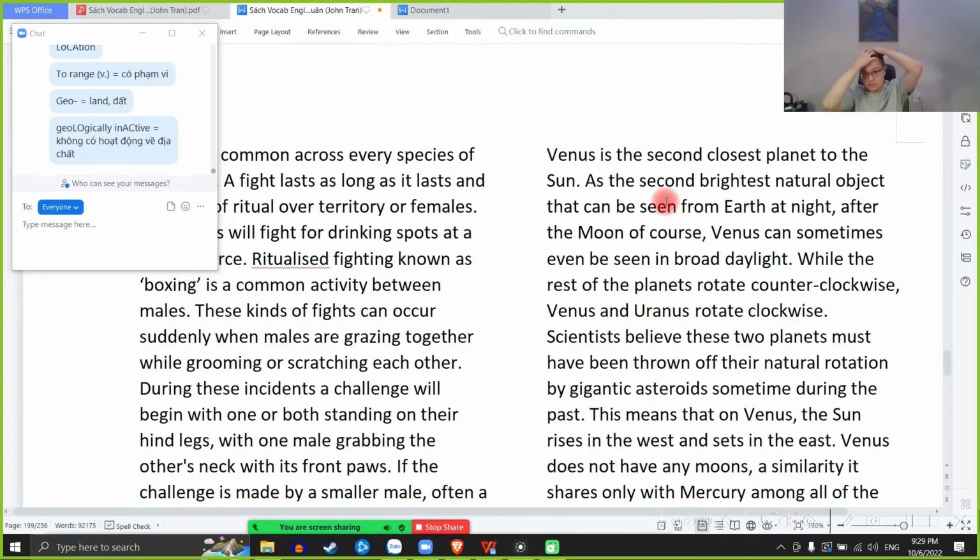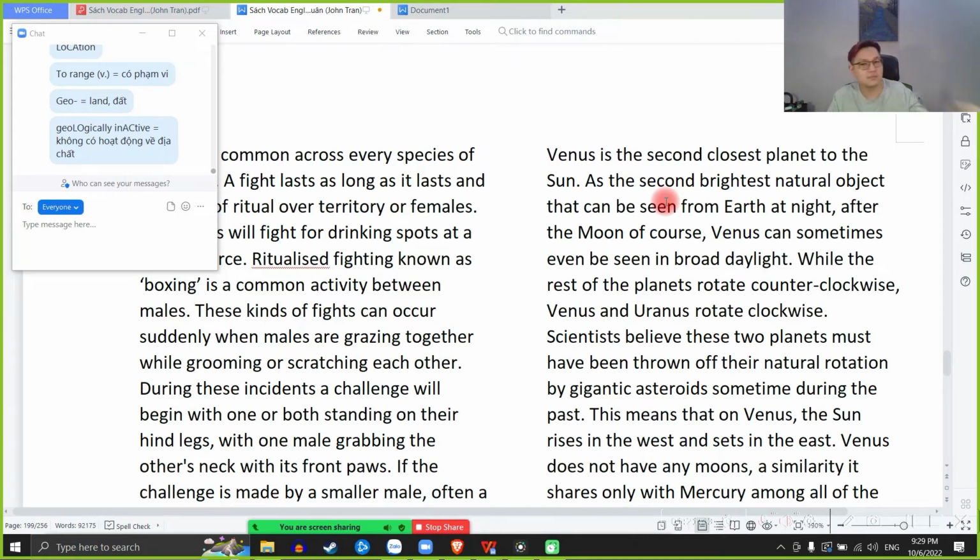As the second brightest natural object that can be seen from Earth at night, after the moon, of course. Venus can sometimes even be seen in broad daylight.